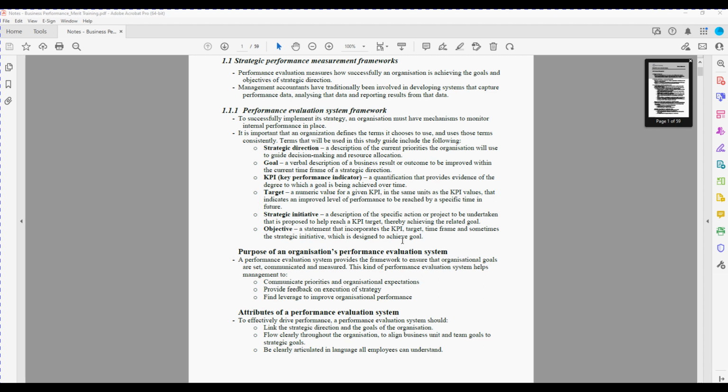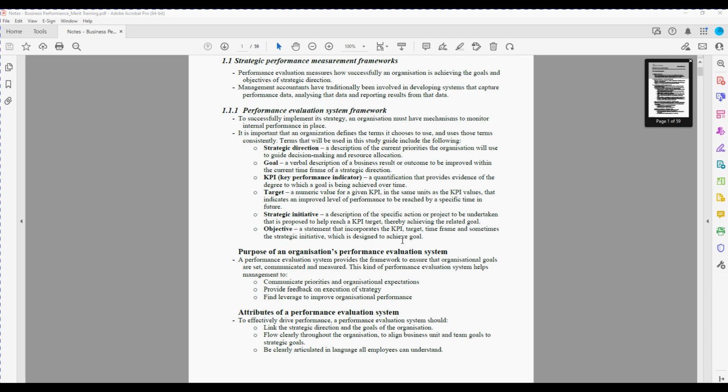KPI, or a key performance indicator, is a very specific quantification that provides evidence of whether a goal is being achieved over time. For example, sales targets could be a KPI, and if you hit enough of those KPIs over time for sales targets, you're going to hit your goal of being number one player in the market, or hitting $10 million in sales in 1 year. And if you hit $10 million sales along with all your other goals, you're going to hit your long-term strategy.